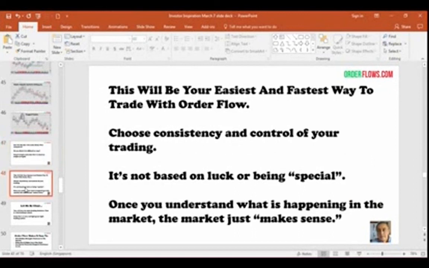And this really, I think, is the easiest and fastest way to trade with order flow: use those 3 basics, delta, imbalances, and point of control. That will help you become a consistent trader and give you control of your trading, right? The worst thing you can do is take trades based off some indicator that you don't necessarily understand. When you're using order flow, it's not based on luck or some special thing. It's understanding what's happening in the market, and then all of a sudden, the market makes sense.